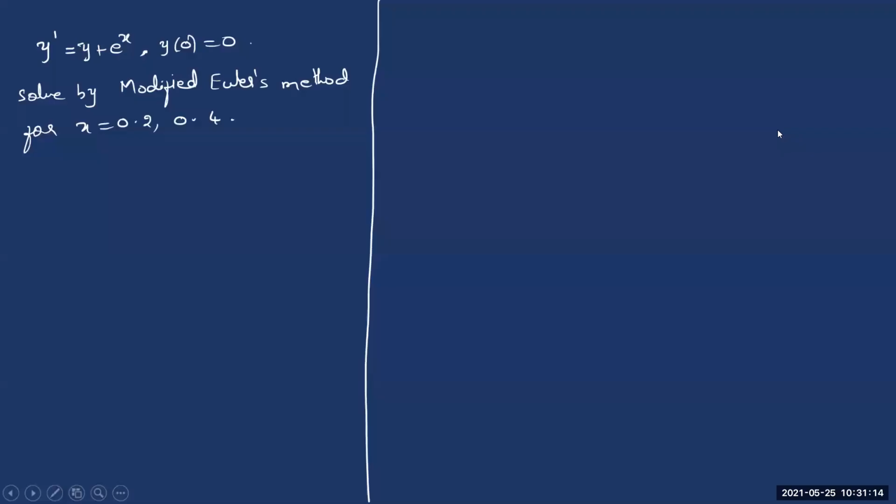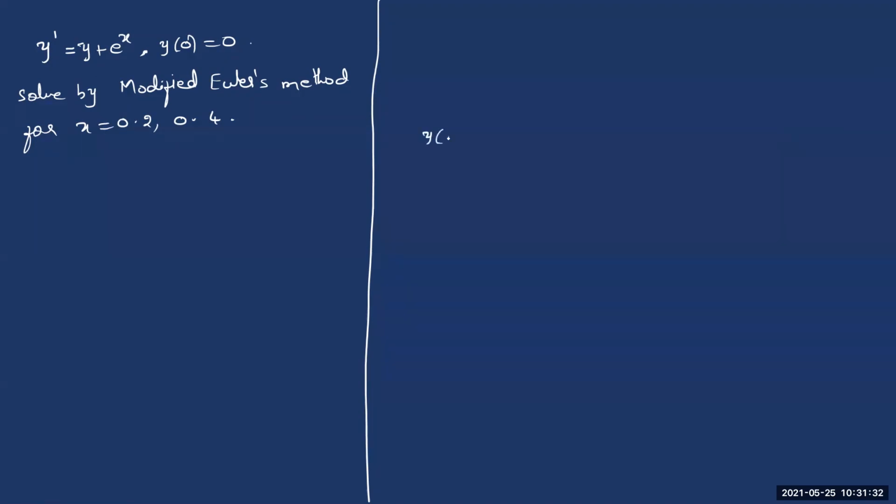The question is this: y dash is equal to y plus e power x, and the initial condition you are given is y of 0 is equal to 0. You are asked to find the solution at x is equal to 0.2 and x is equal to 0.4. Look at the values carefully.